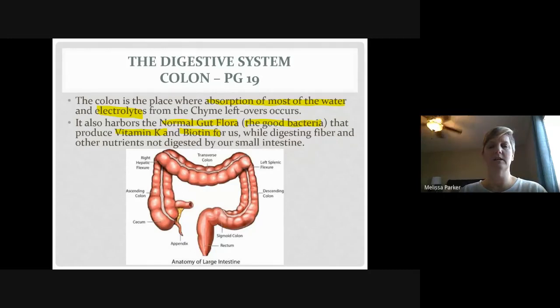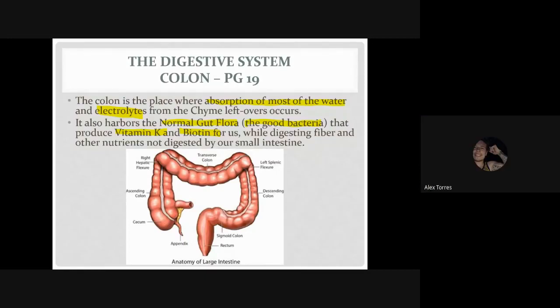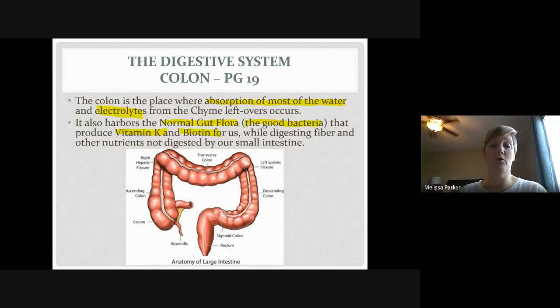So vitamin K, does anyone know why vitamin K is important? Why do we need vitamin K? Does anyone know what the function of vitamin K is? Vitamin K plays an important role for us to clot our blood. So we give vitamin K to babies when they're born because their gut is sterile, right? They've been inside mom, in a sterile environment. When they're born, they don't have that good bacteria in their gut yet. So they don't have vitamin K, and they could bleed out from their umbilical cord, all kinds of stuff. And so we give them a vitamin K shot to make sure that they have enough to help clot their body until their body can create its own natural flora.